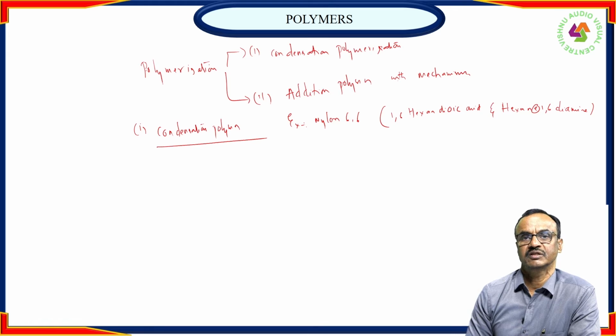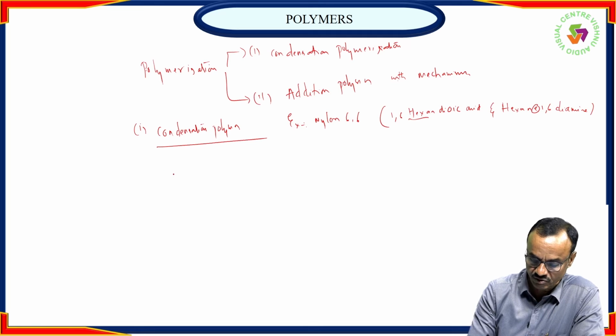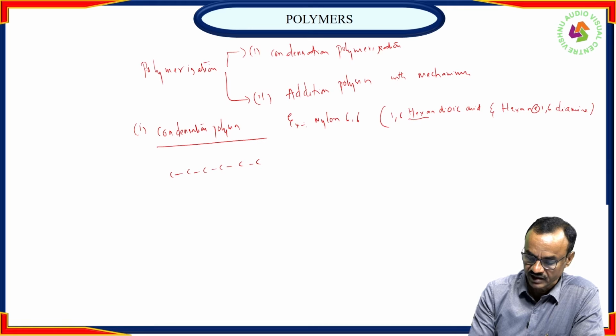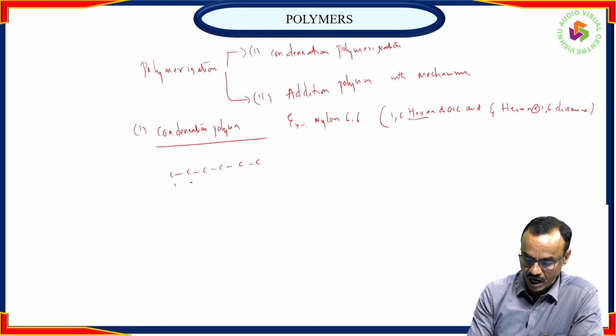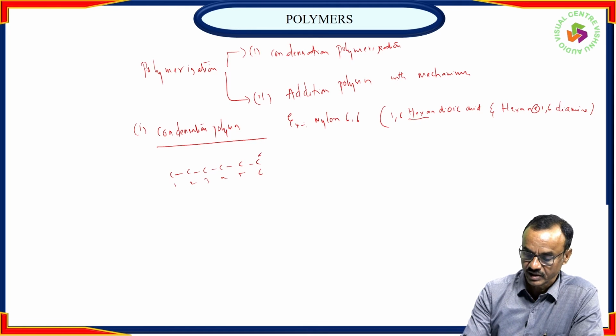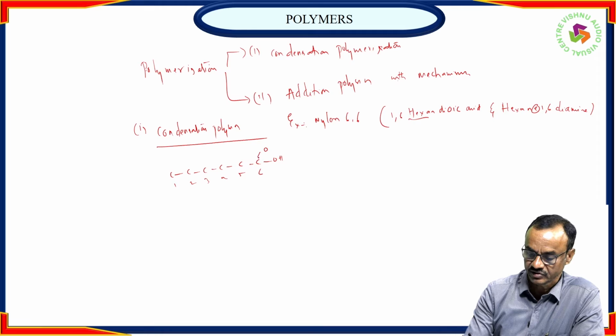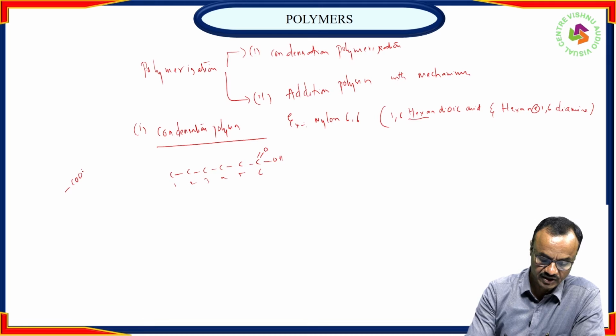Hex, the root word is hex. It means the main chain consists of how many carbons? 6 carbons. You need to write 6: 1, 2, 3, 4, 5, 6, right? So oic acid is there on the first carbon as well as on the last carbon, the terminal carbons. Oic means you need to write COOH like this: C double bond O and OH. You need to write this clearly.